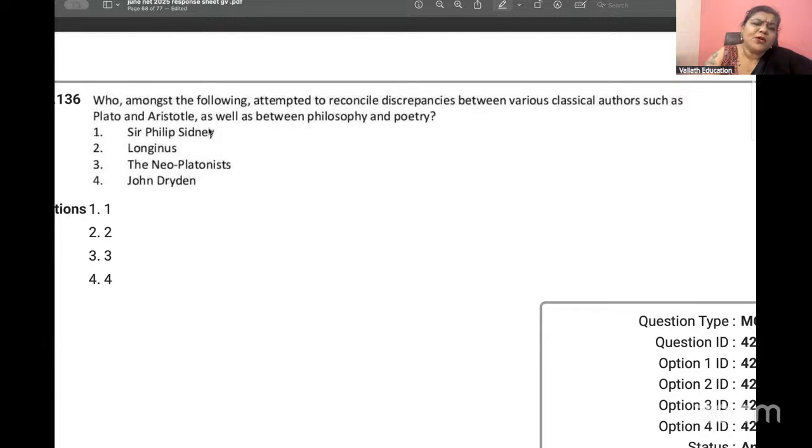Did Philip Sidney do or Neoplatonus? Philip Sidney was copying Aristotle. He did not reconcile discrepancies. It is Neoplatonus.